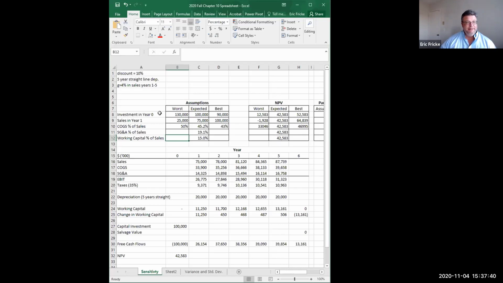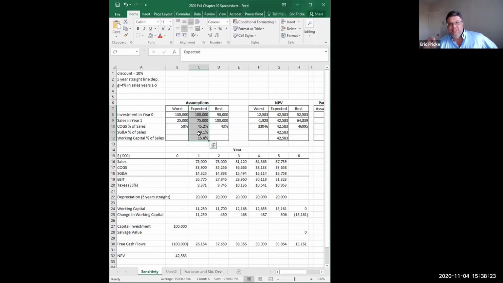So we built this spreadsheet, right? And the first step was to identify our key assumptions in our model, right? Because we identified these right here. These were our key assumptions. We identified the investment that we had to make up front, then the initial year of sales, cost of goods sold, SG&A, and working capital, right? And then what we did is we came up with our expected numbers for each of those. What was the forecast that we expected for each of those assumptions? We called those the expected numbers.